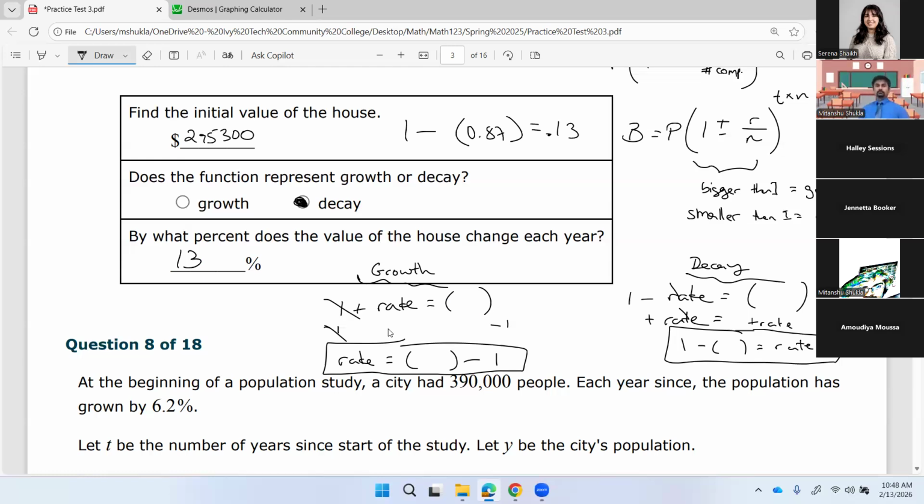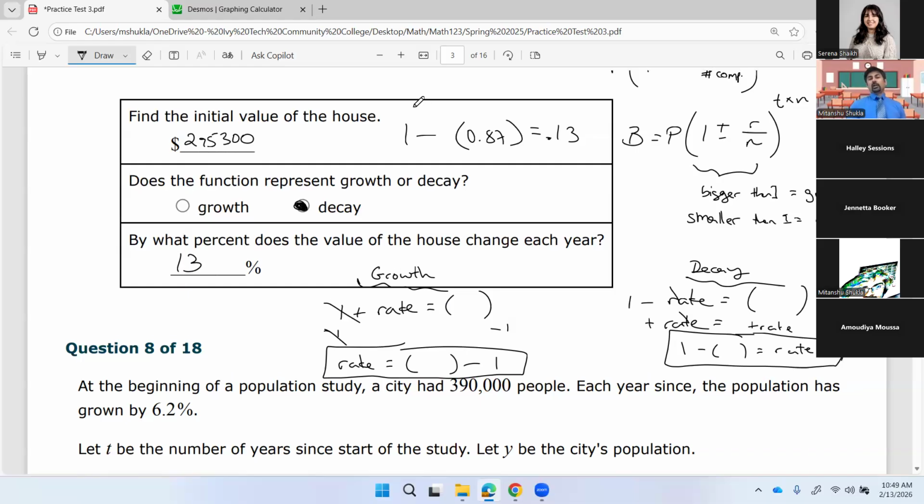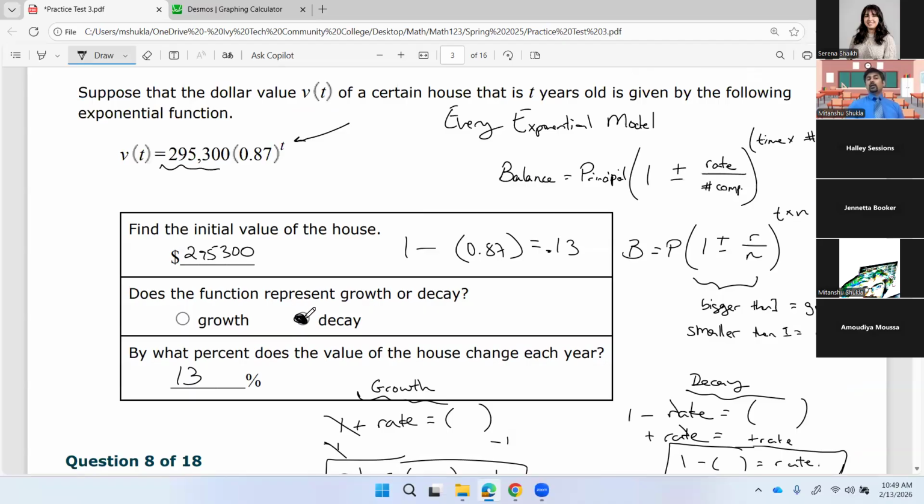So the answer is not negative 13%. Right, because they only want to know by what percent the value of the house changes. The fact that they already asked us that it's decay, that's the negative. Does that make sense? Yeah.